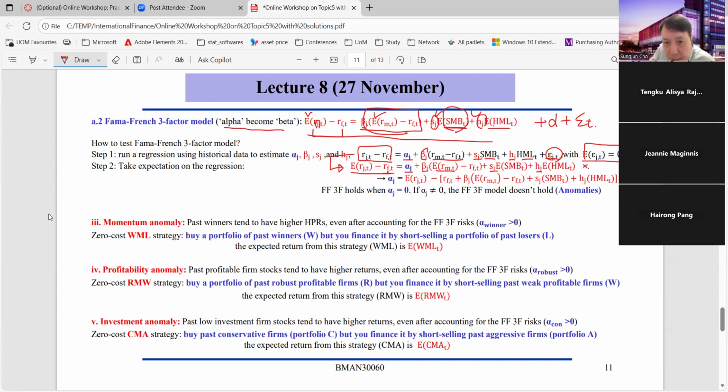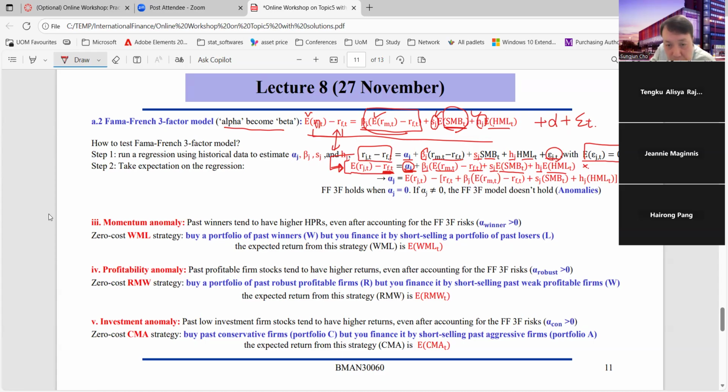And then we have ERM. There's no expectation for RFT, just like this. An expectation on SMB and an expectation on HML. If you compare this form, the expectation on the regression, with the Fama-French three-factor model, you will find out alpha. If alpha is equal to 0, this is just the Fama-French three-factor model. If alpha is not equal to 0, then something is wrong with the Fama-French three-factor model.